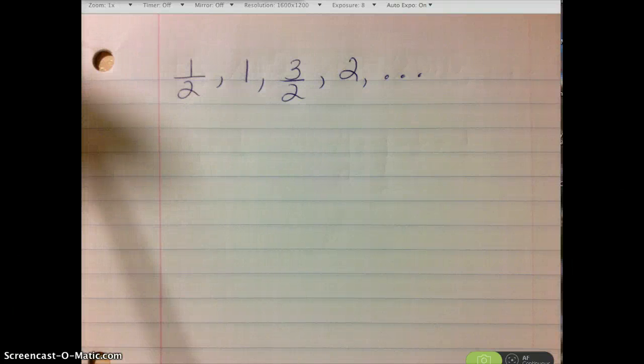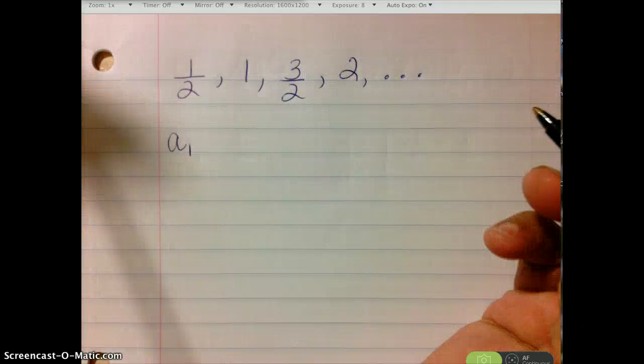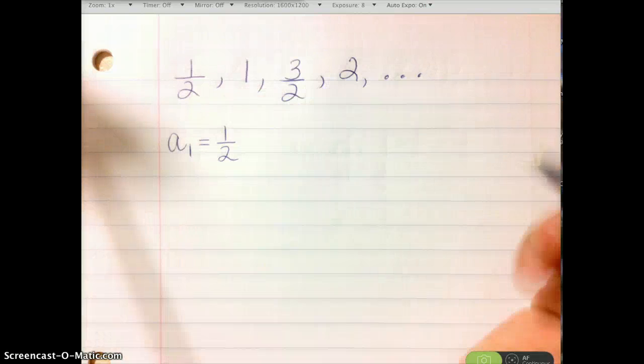Okay, now that you've taken your notes on arithmetic sequences, we're going to practice writing both the explicit and the recursive formula for each. We're going to start by using some of our notation. We know that a sub 1 is the first term. In this case, my first term is 1/2.